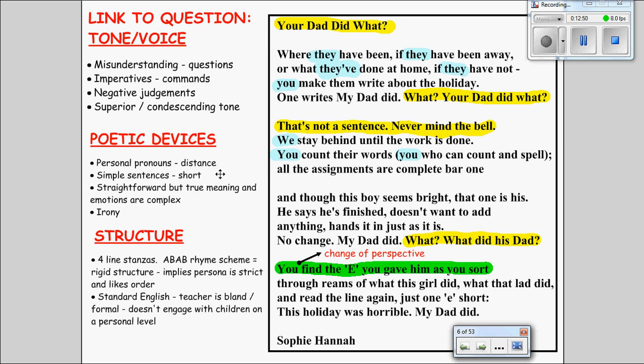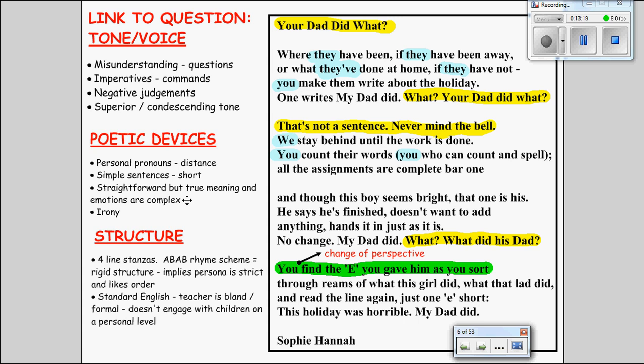We've got simple sentences, very short sentences. That's not a question, never mind the bell, we stay behind until the work is done, which helps to create that sense of distance as well, helps to make it sound very short, maybe make the teacher sound very strict, and there's that sense that it's not a very cosy or fluffy kind of classroom, it's quite rigid and ordered.